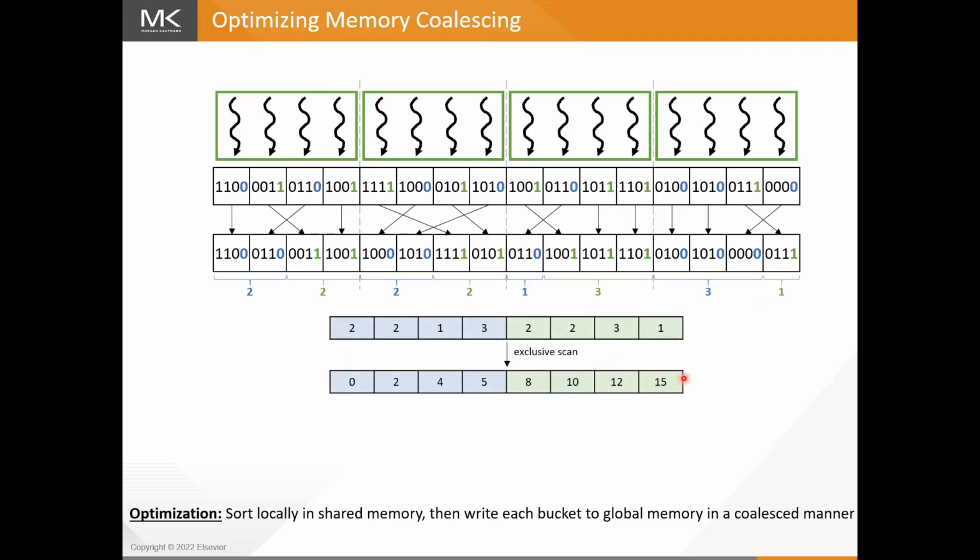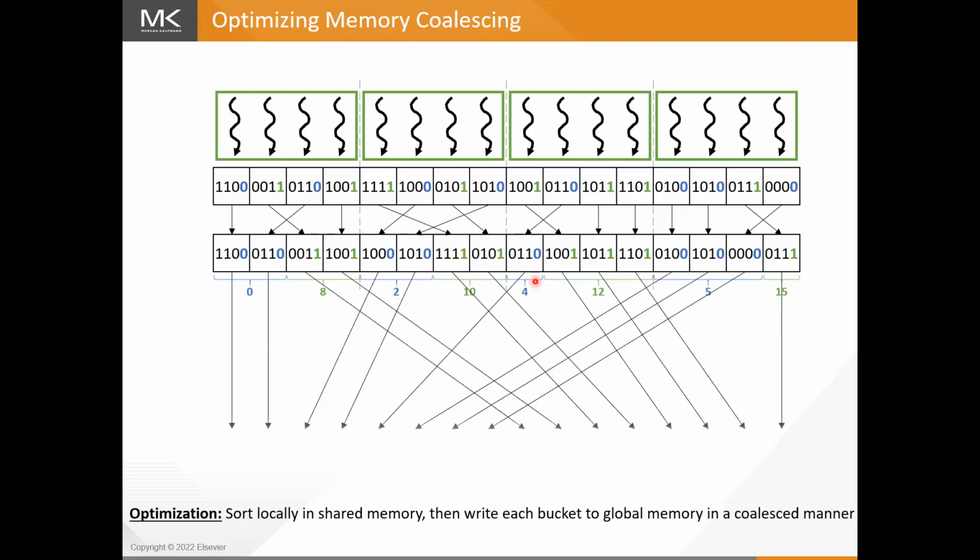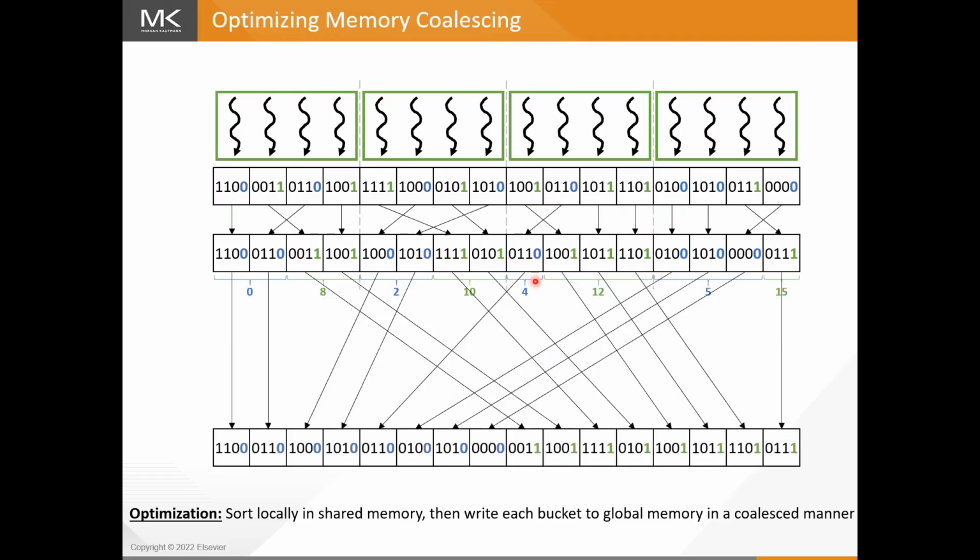After I do an exclusive scan on that array, now I have for each block where its 0 bucket is going to start in the global memory and where its 1 bucket is going to start in the global memory. Okay, and then the blocks read that back, and now every block is going to know where its elements are going to start. And now each block can write out its elements from the shared memory to the global memory in a coalesced way, right?